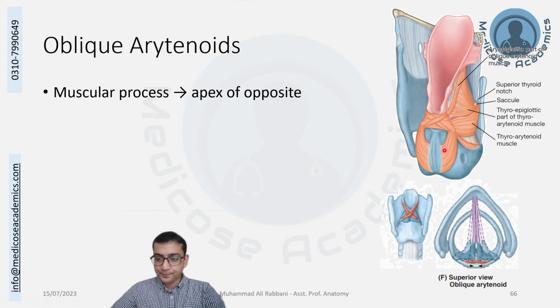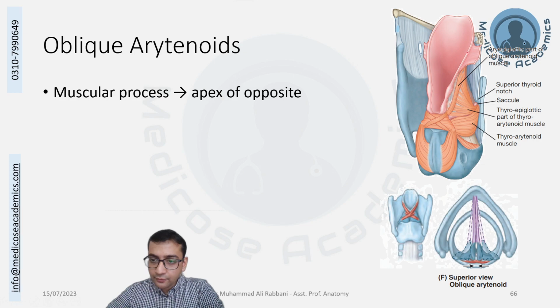closing the glottis. The oblique arytenoids are the ones running here in this direction and this direction, in a crisscross fashion, from the muscular process of the arytenoid cartilage of one side to the apex of the arytenoid cartilage on the other side. These are pictures from Gray's and these are pictures from Grant's Atlas. These are doing the same function. They are bringing them closer to one another, closing the glottis and working as the adductor of the vocal cords.